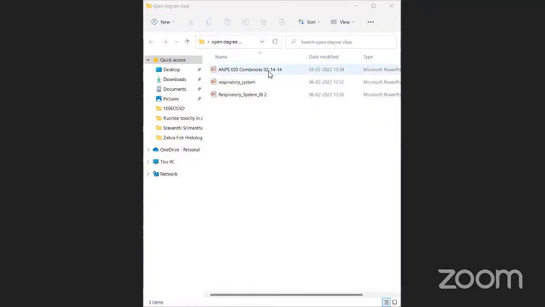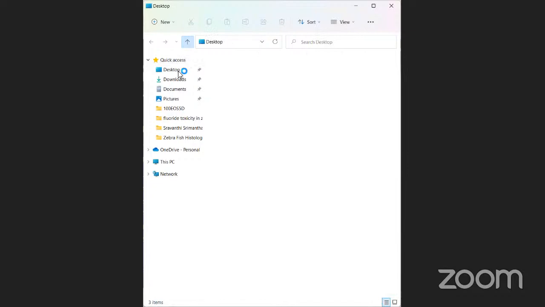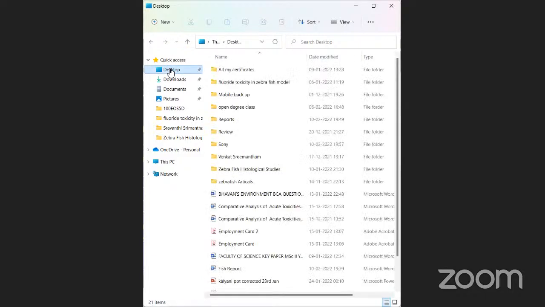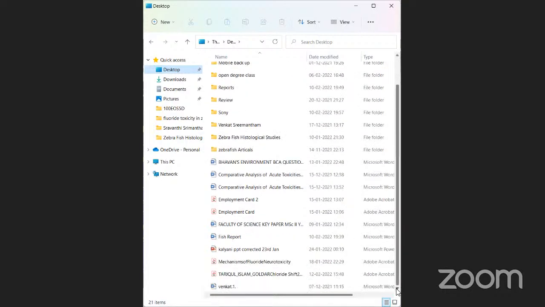So the next one. This is the oxygen dissociation curve and the transport of carbon dioxide and transport of oxygen. See the one slide.